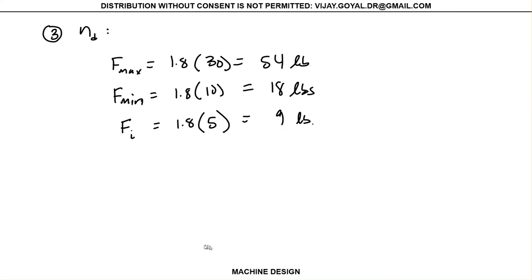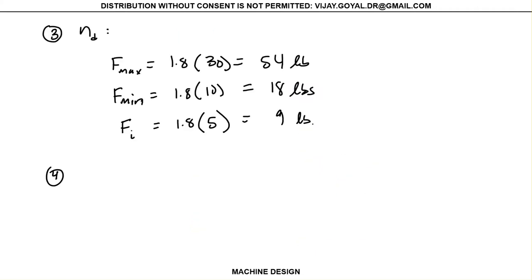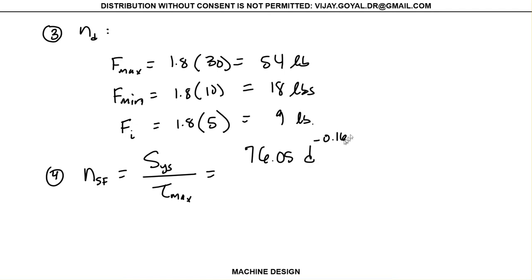Okay? So to start with my initial guess, that's what I want to do, because it brings me closer to my first guess. I have so many possibilities from the table that I could possibly use. I want it to at least bring me closer to my first guess. To do that, we know that this equation is actually given by shear yield and tau maximum, for the maximum possible load. So this is 76.05 d to the minus 0.168.